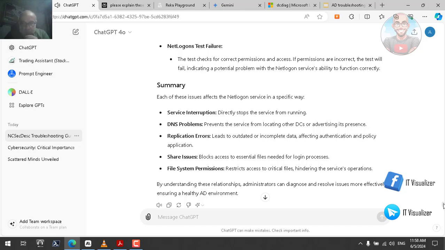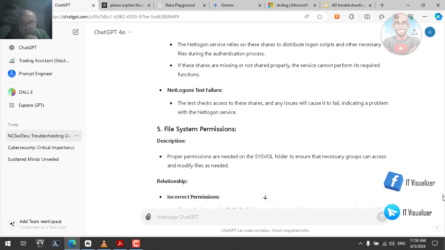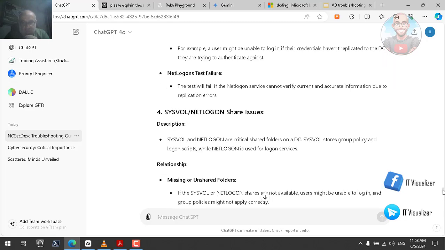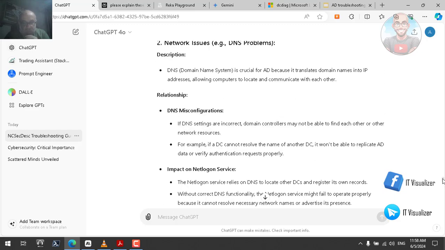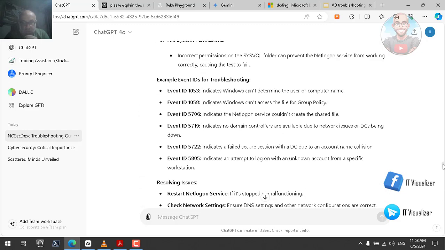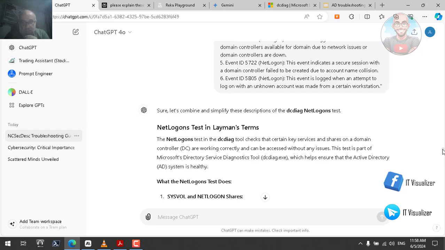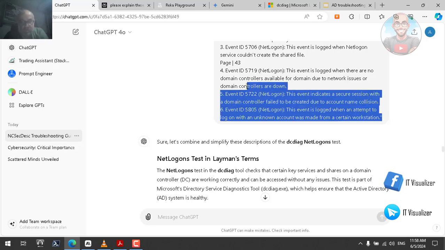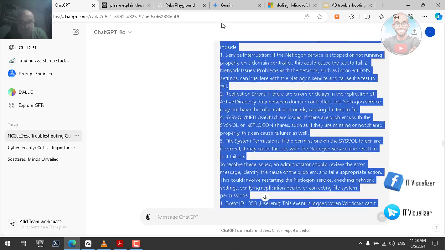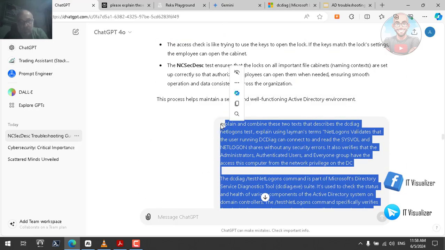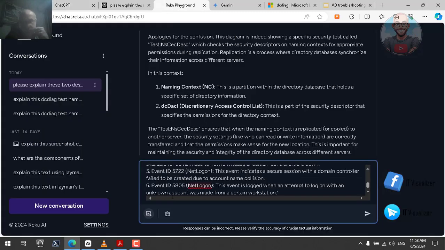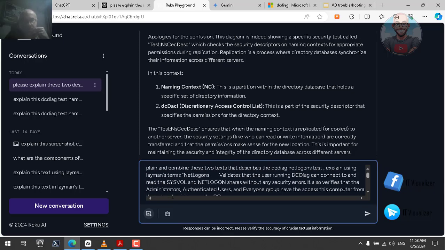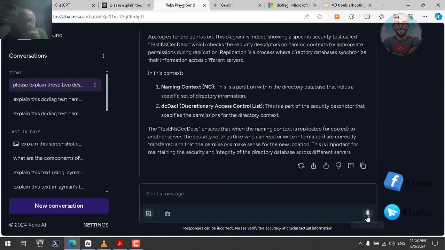Very, very good answer. Now we can know how each one of these reasons will affect the Netlogon service in very, very simple terms. Let me ask the same question. So we will ask Rika the same question to explain these. Just wait for a moment. So we'll copy this one and ask Rika to do the same. But first we need to go further and tell him to explain. Let's see the answer.